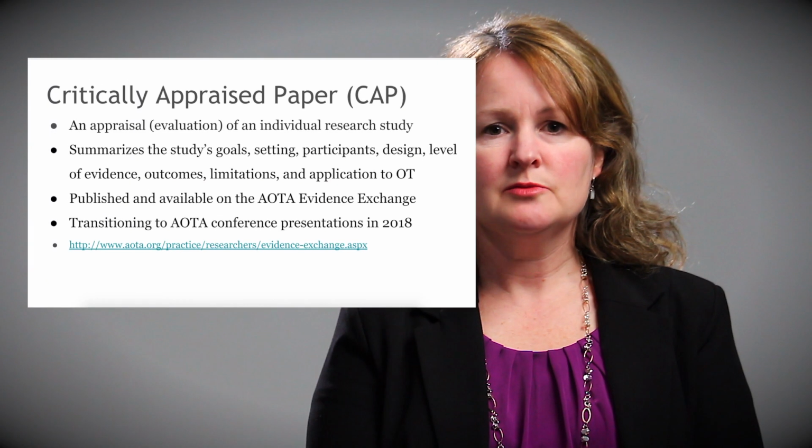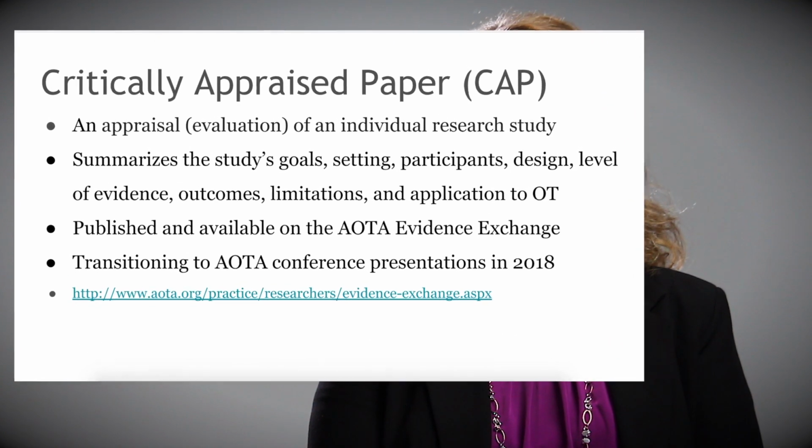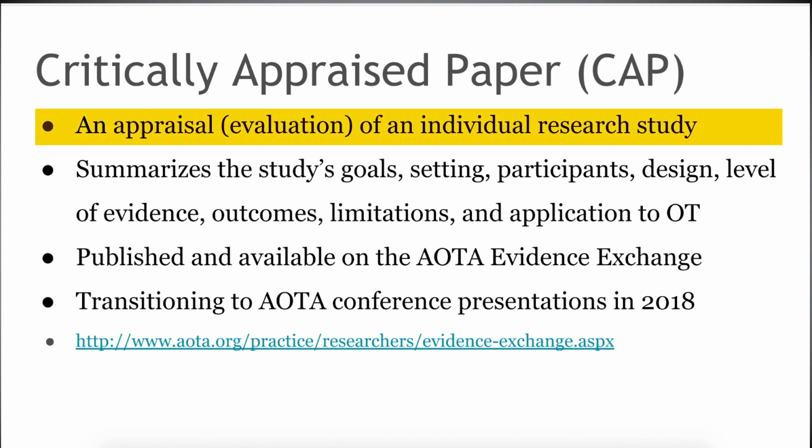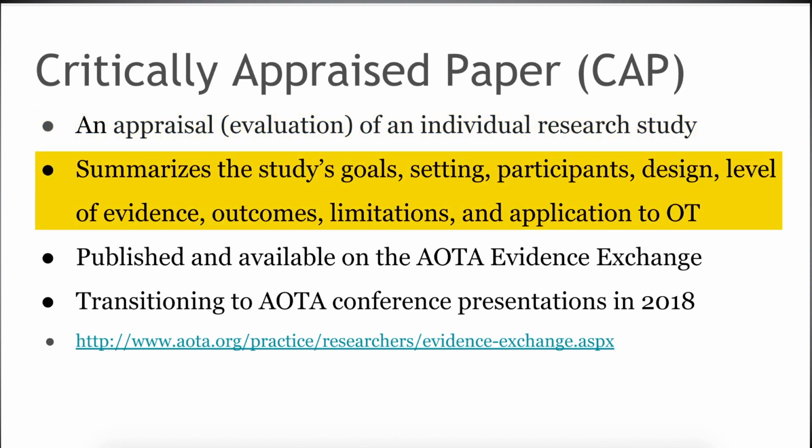A critically appraised paper is one tool that can help occupational therapists to make informed practice decisions. It's defined here as an appraisal or evaluation of an individual research study. It includes multiple sections that summarize that study. So it includes the study's goals, the sample or participants, the design, an explanation of the outcomes, limitations, and then ultimately the application of the study's outcomes to occupational therapy practice.